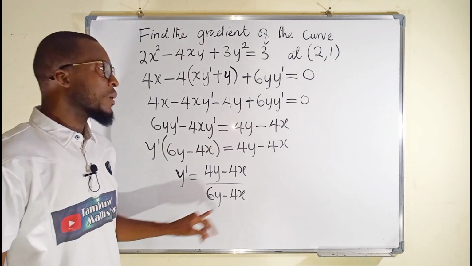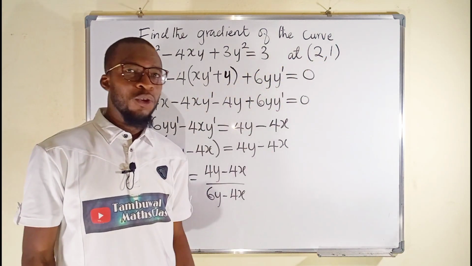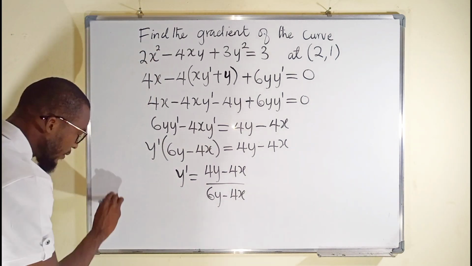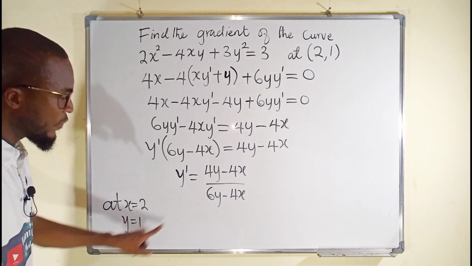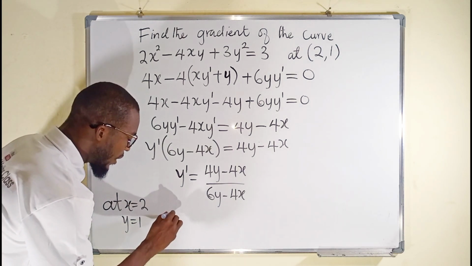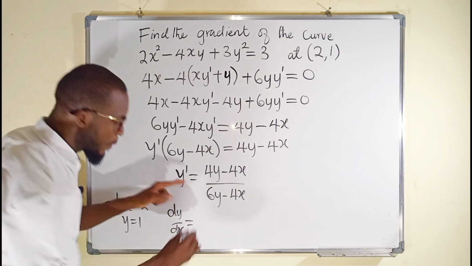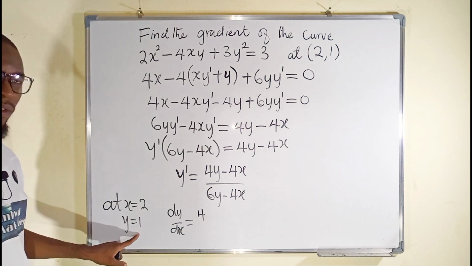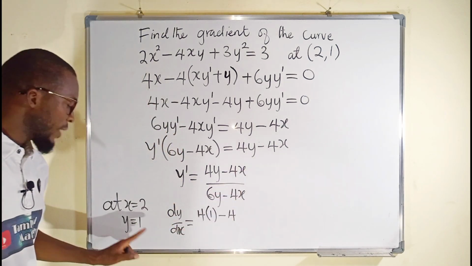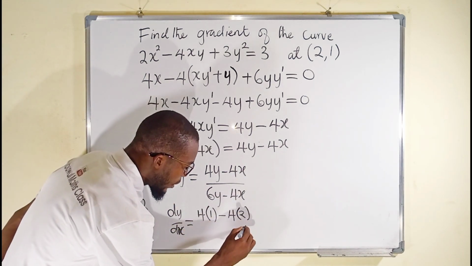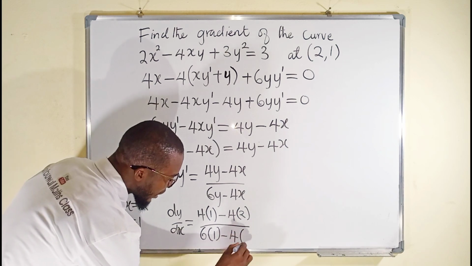But remember, we are asked to find this gradient at a point where x is equal to 2 and y is equal to 1. So we can say at x is equal to 2, y equal to 1. We are going to substitute these two values in this equation. So we have dy over dx, which is the same thing as y prime. This is equal to 4 multiplied by y, and y is equal to 1. So we have 4 multiplied by 1 minus 4 multiplied by x, but x is equal to 2. Divide by 6 multiplied by 1 minus 4 multiplied by 2.